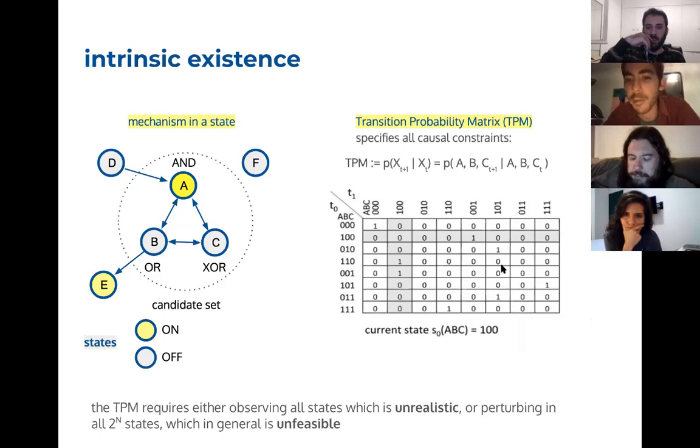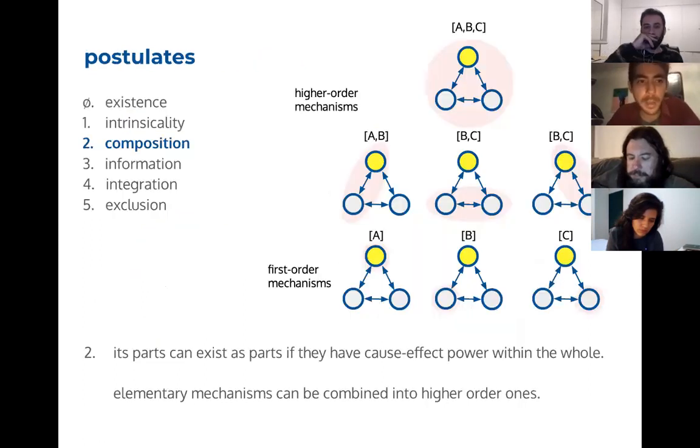You wouldn't be able to get this from a real brain because there are too many neurons and too many states. But that's what you need to get the cause-effect power. So in theory, all the constraints are inside this TPM.